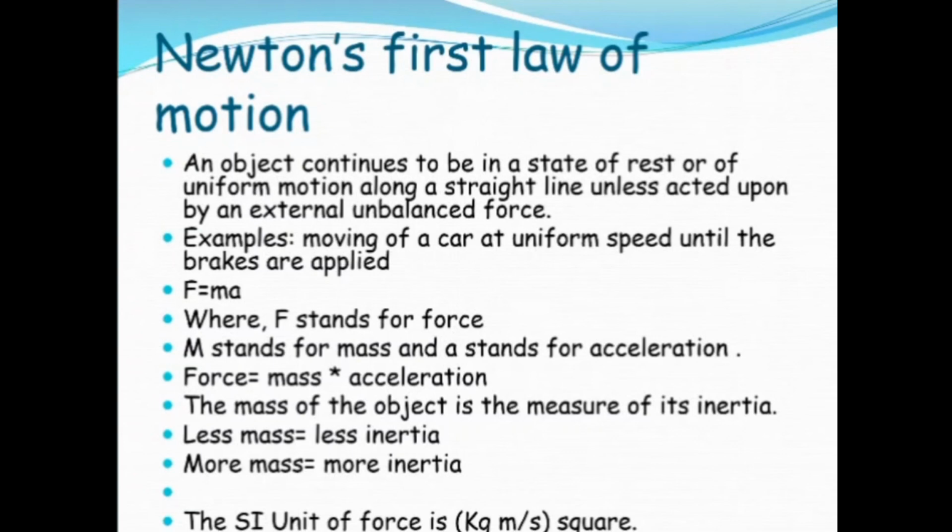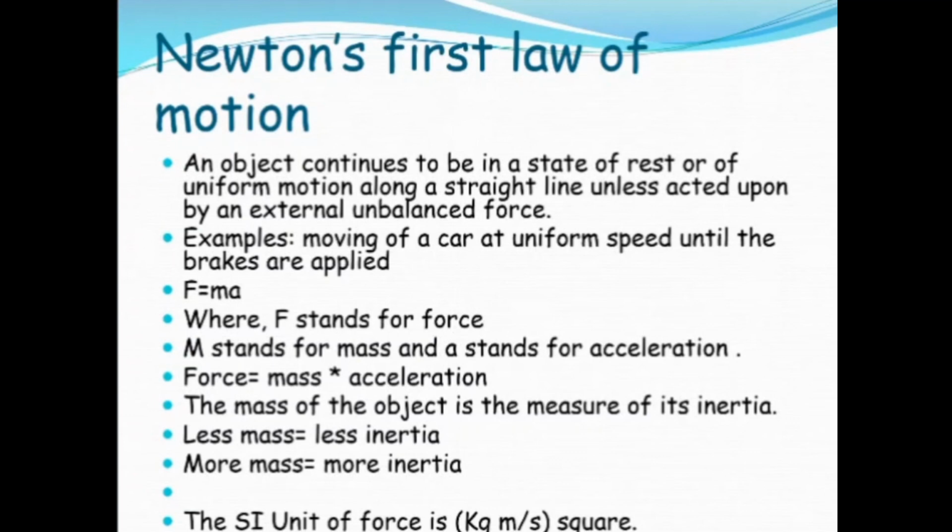For example, a car moving at uniform speed until the brakes are applied. If a car is moving with uniform speed, when the brakes are applied, then the car will stop. So the brakes are the unbalanced force acting on the car. The formula for force is F = ma, where F stands for force, m stands for mass, and a stands for acceleration. Force is equal to mass into acceleration.